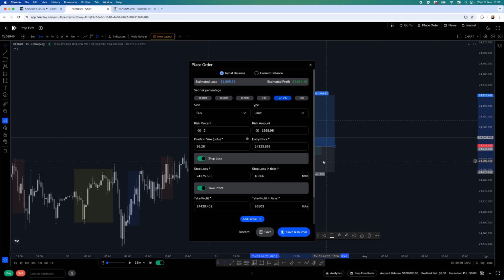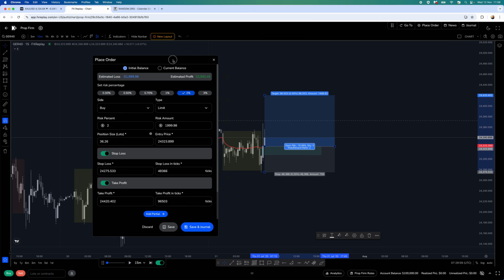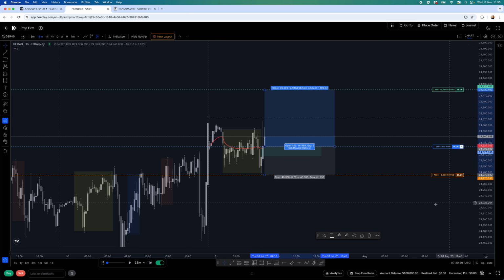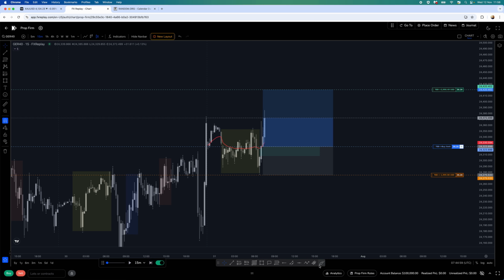So I'll place the order. This will be a limit order and we will be entering with 2% risk. I will click on save. Now the limit order has been set. Can we get tagged in? If it goes to our TP without actually tagging us in, so right here, I'm going to pull the order and delete it.